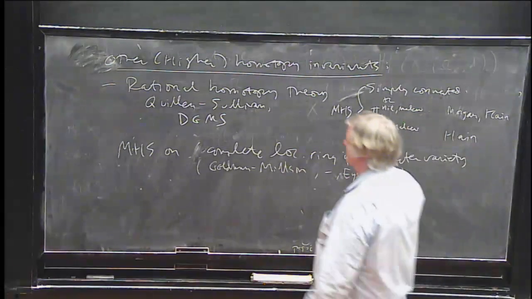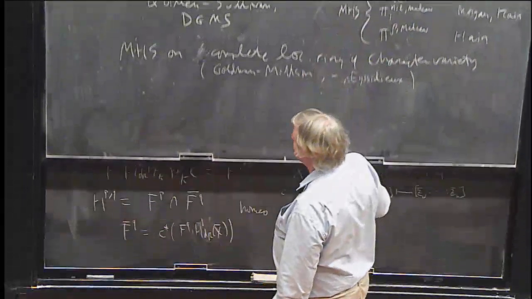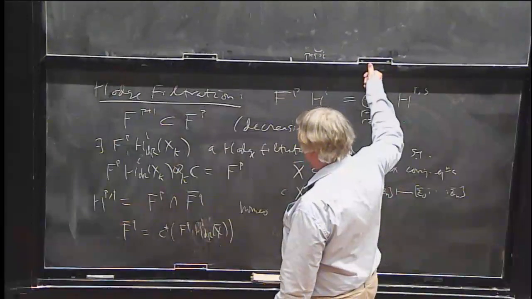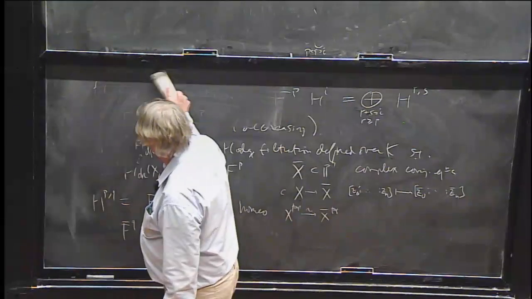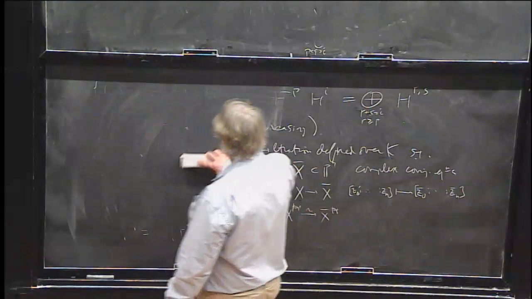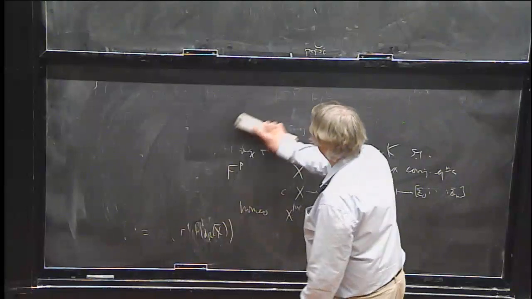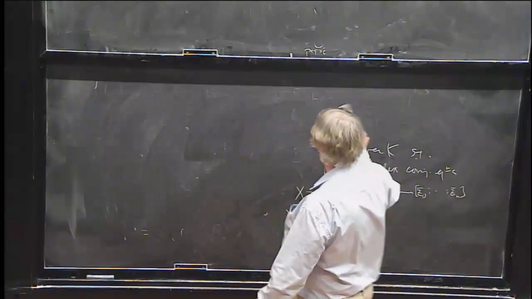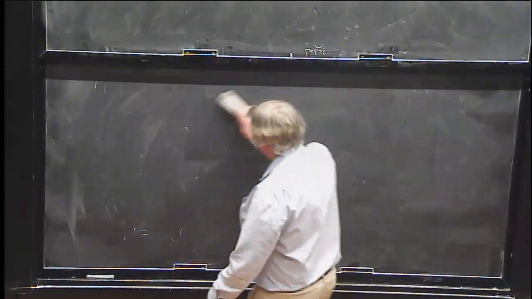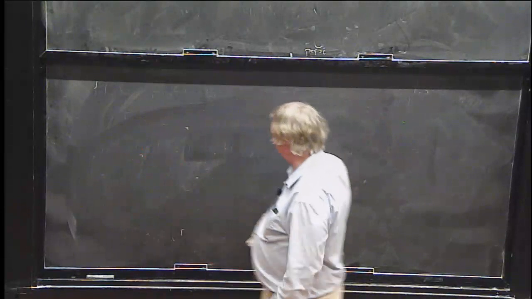So I guess I really don't have time for the next section. Sorry, could you just say it again? Deligne, Griffiths, Morgan, Sullivan. It's a differential graded mixed structure. It's also a differential graded mixed structure, but yeah.